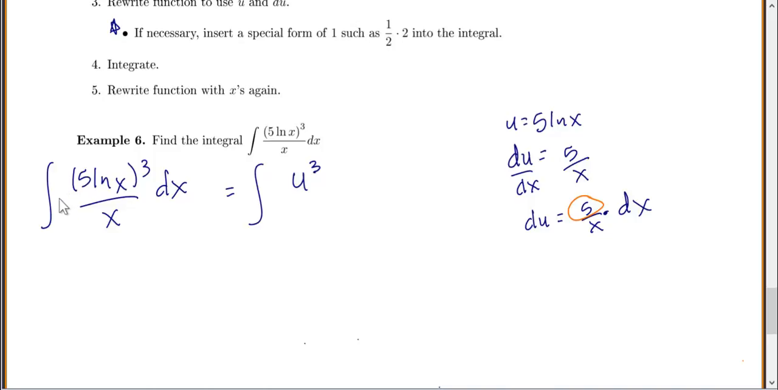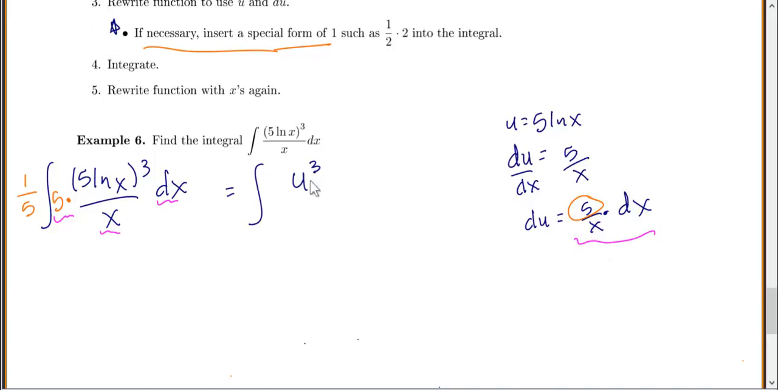The way that we add an extra 5 in is you can times it by 5, but to balance it, we don't want to actually change our function. We can put a 1/5 on the outside because 1/5 times 5 is just 1. So that's why I said, if necessary, insert a special form of 1, such as 1/2 times 2, or in this case, 1/5 times 5. Because that now, this 5, the 1 over x, and the dx all combine to make my du.